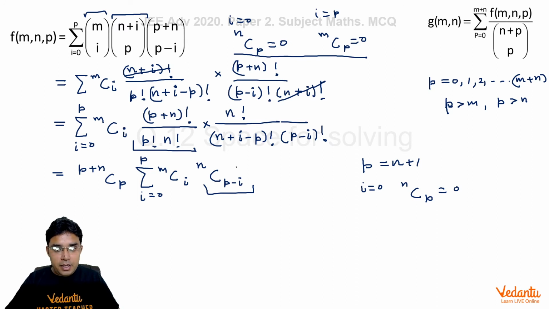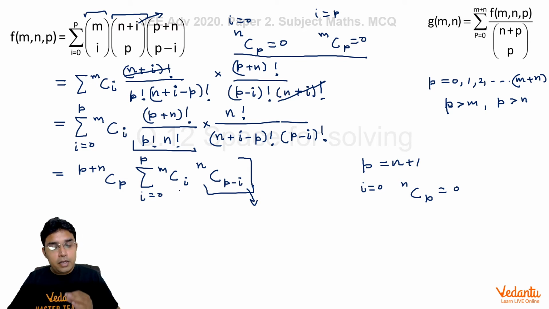In fact, in this nCp minus i and this n plus i Cp, they both have the same difference. So whenever this term will become 0, this will also become 0. Same goes for this mCi. In fact, I have not changed this at all.